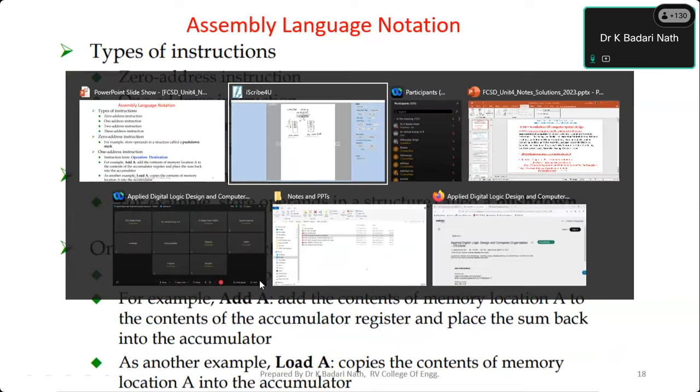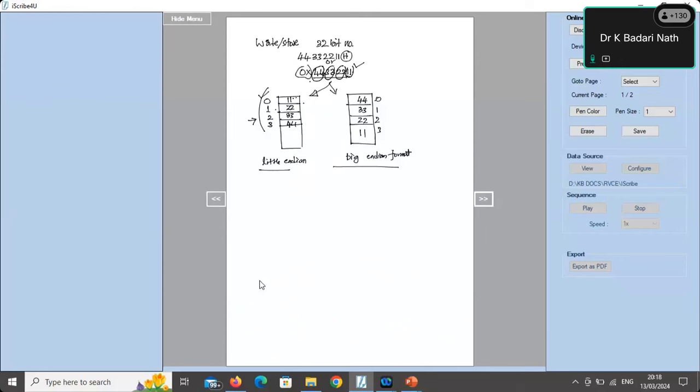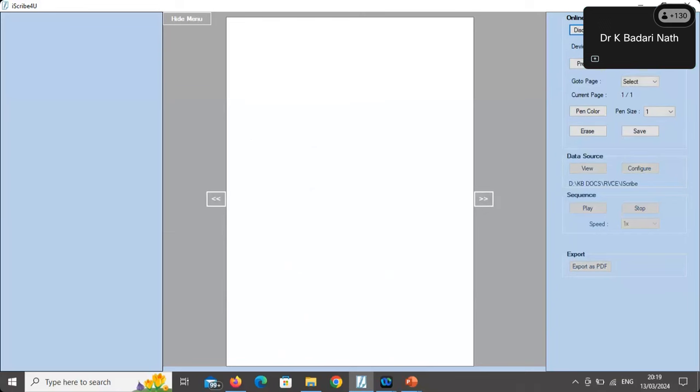Now, based on this, we will solve one exam question. Now we will write a program to perform the following job. So what is the program? y equals x to the power of 4 plus 2x plus 6. So now I have to write an ALP code to implement this statement.